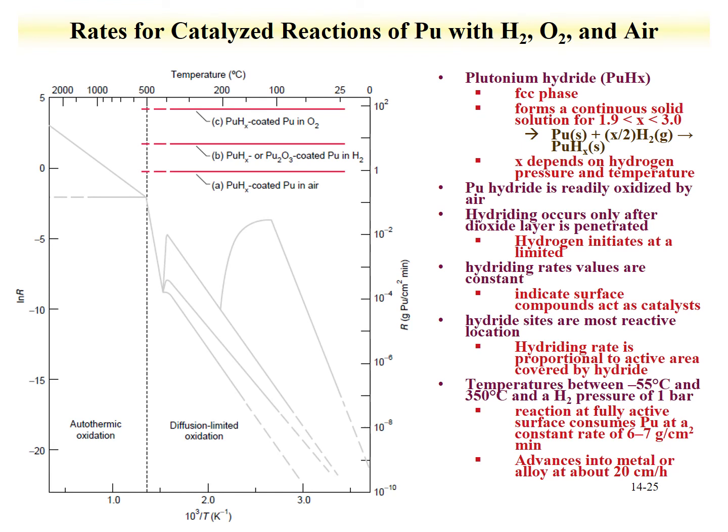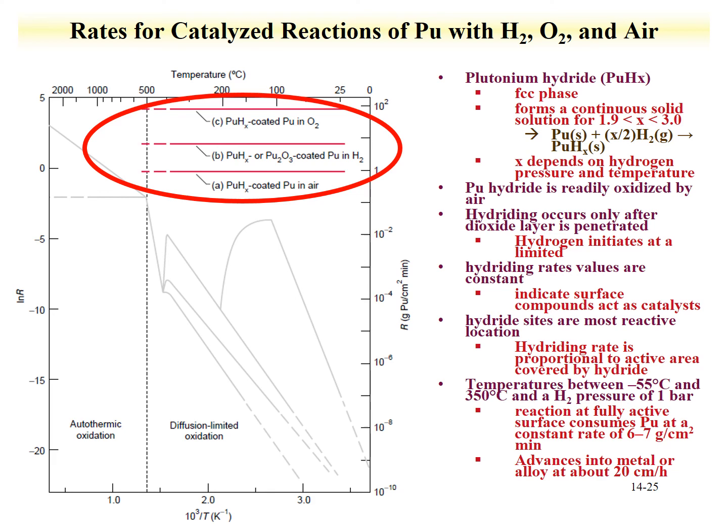We can also examine the oxidation of plutonium as a hydride species. Here we see the rates for the oxidation of plutonium hydride coated plutonium, and this oxidation is done in air, a hydride of plutonium, or the 3 oxidation state 3 oxide coated plutonium in hydrogen. So in other words, this is a formation of the hydride. And then here's the plutonium hydride coated plutonium in oxygen.